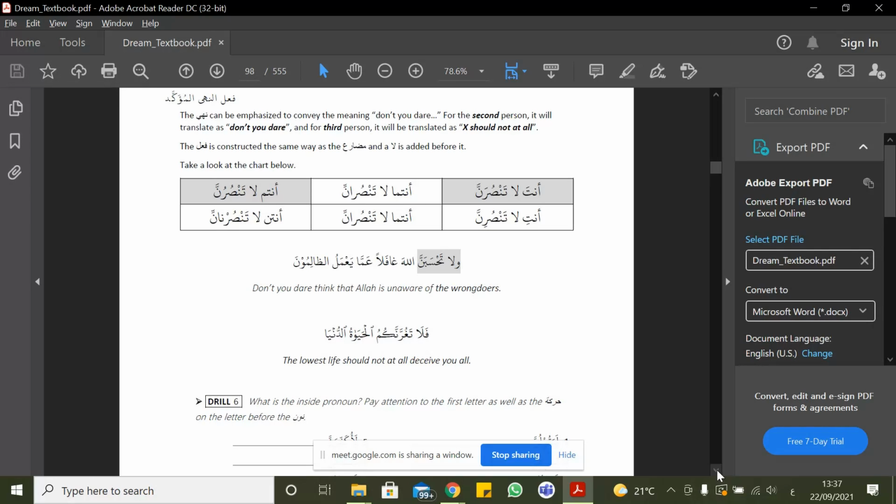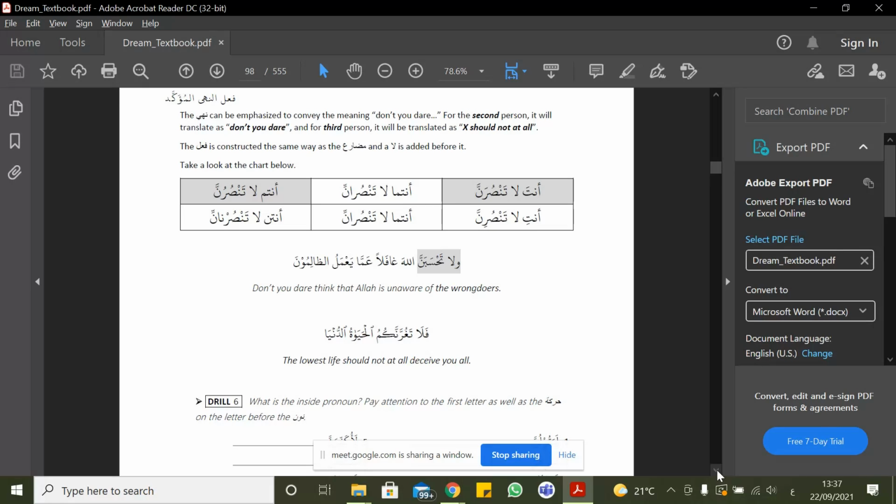So Allah ghafilan: Allah is mubtada, and ghafilan is our khabar. But why is this nasab, not rafa? Because it is coming as a maf'ul, and maf'ul are always nasab in status. So if you say Allah is unaware, ghafil means unaware, it is the maf'ul bihi for tahsabanna.